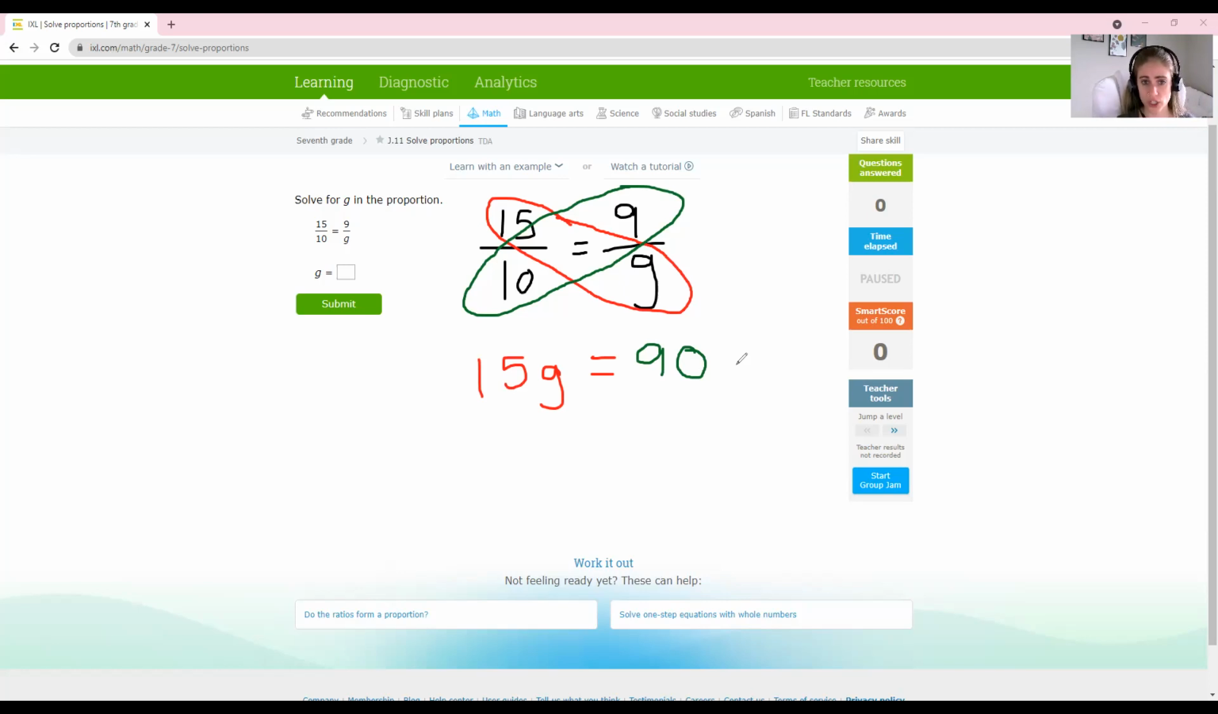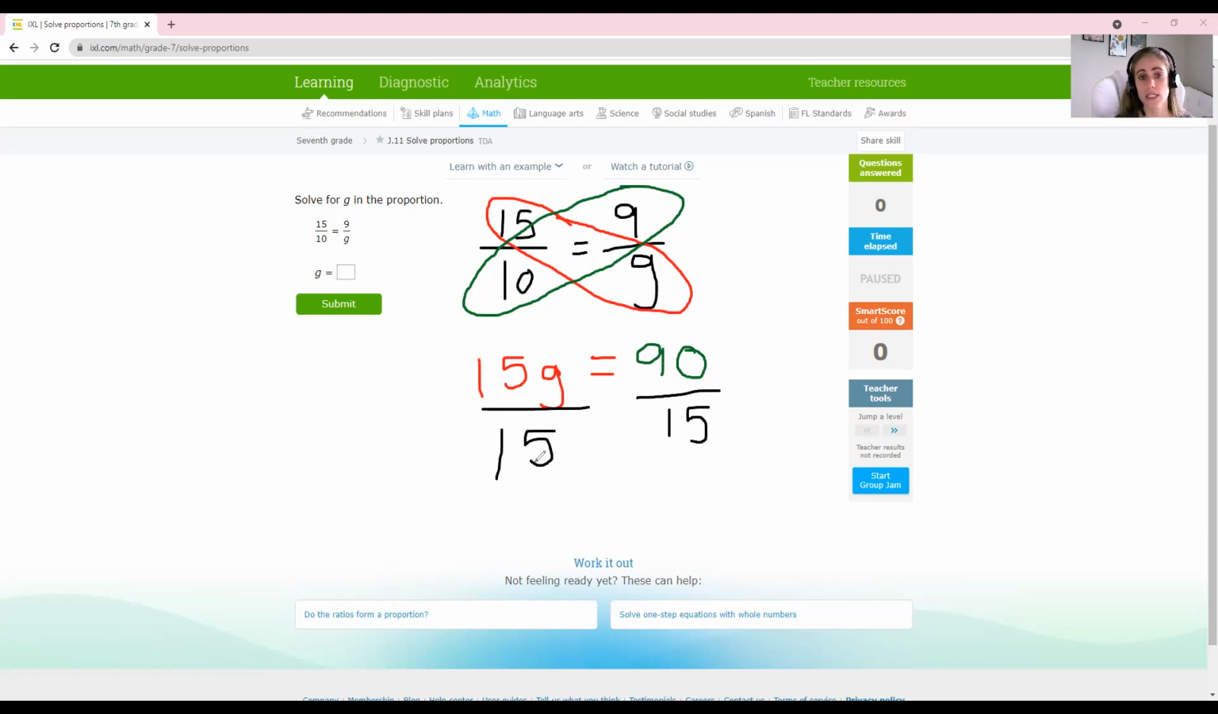Remember, when we solve equations, we always do the inverse, so the opposite operation. So if I have 15 times G, what is the inverse? What is the opposite of multiplication? Division. So to find what G is, we do that inverse, we do the opposite. I'm going to divide both sides by 15. Because another thing to remember about equations is they have to stay balanced. They have to stay equal. So whatever you do to one side, you have to do to the other.